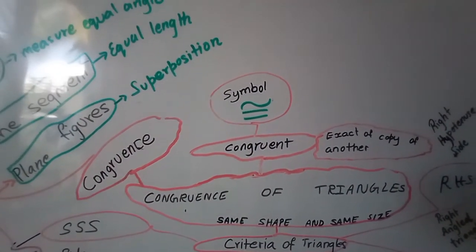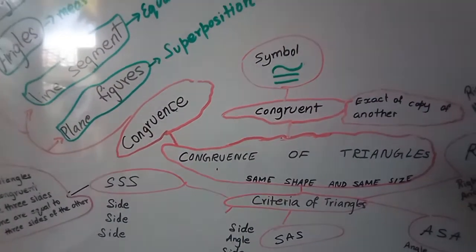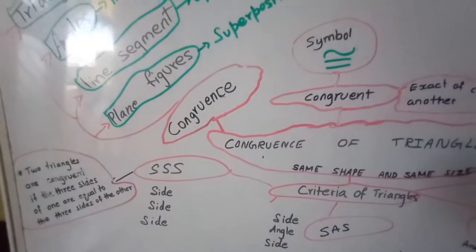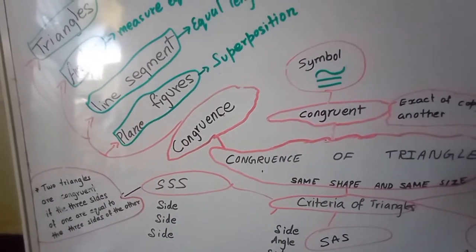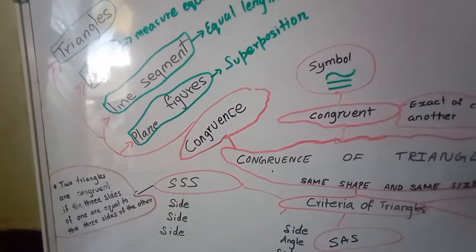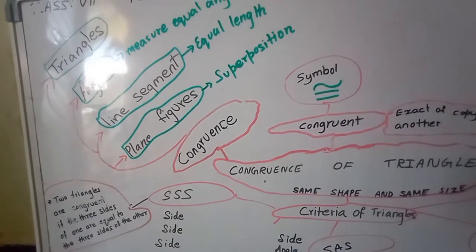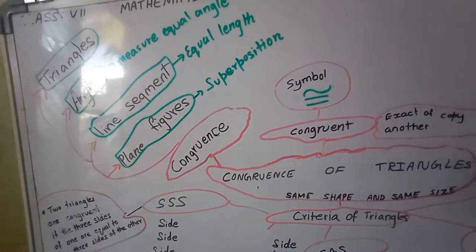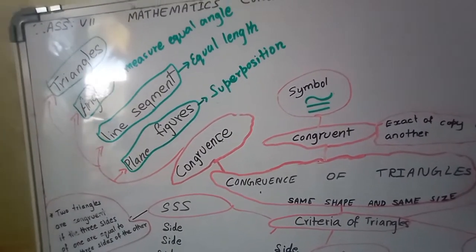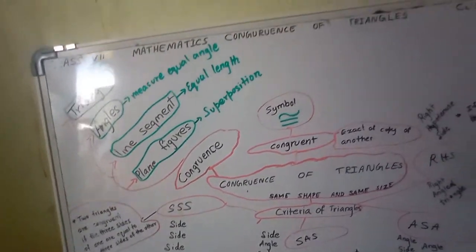What do we mean by SSS? In the triangle, side, side, side. Two triangles are congruent if the three sides of one are equal to the three sides of the other. All three sides must be equal to those of the other triangle. Then we can name it the SSS criterion.